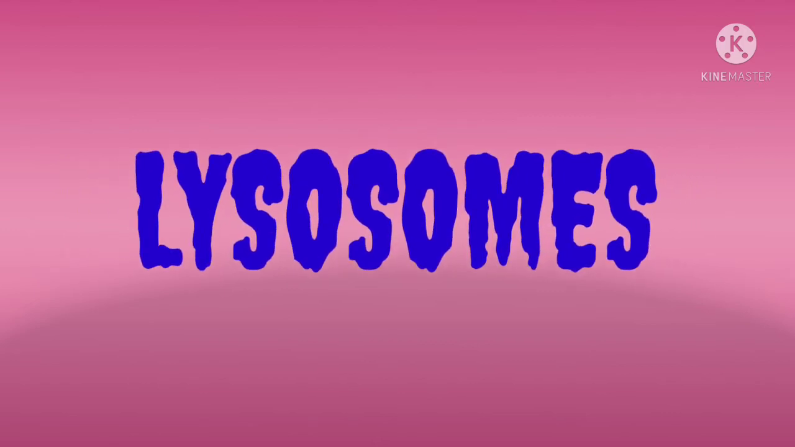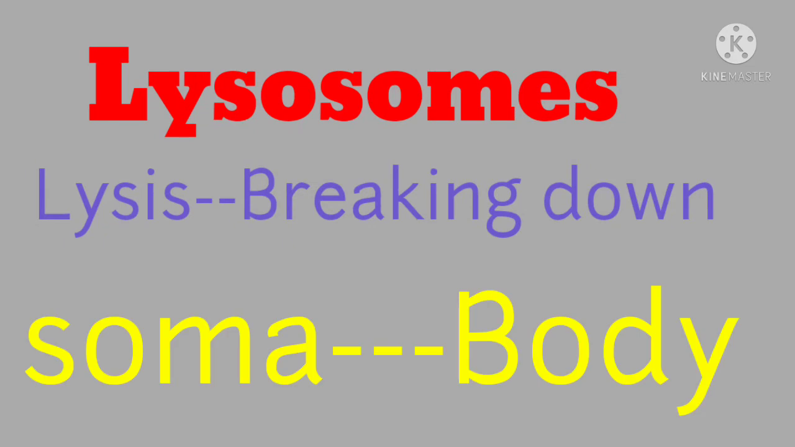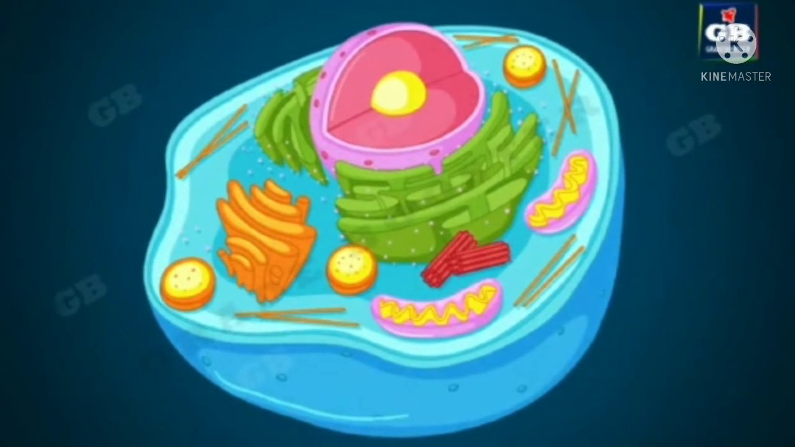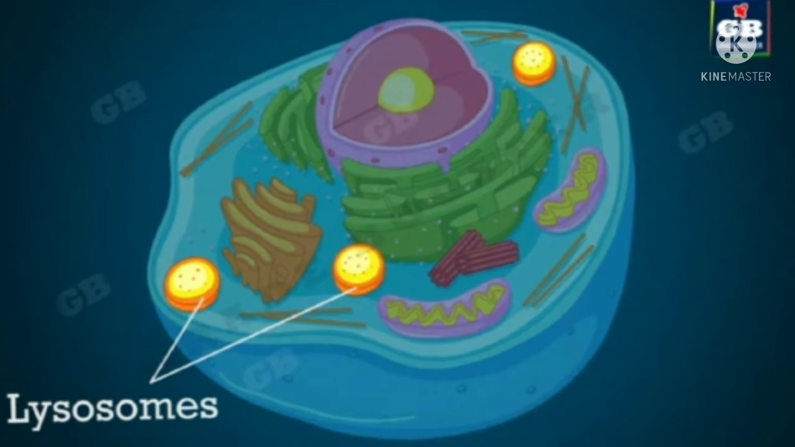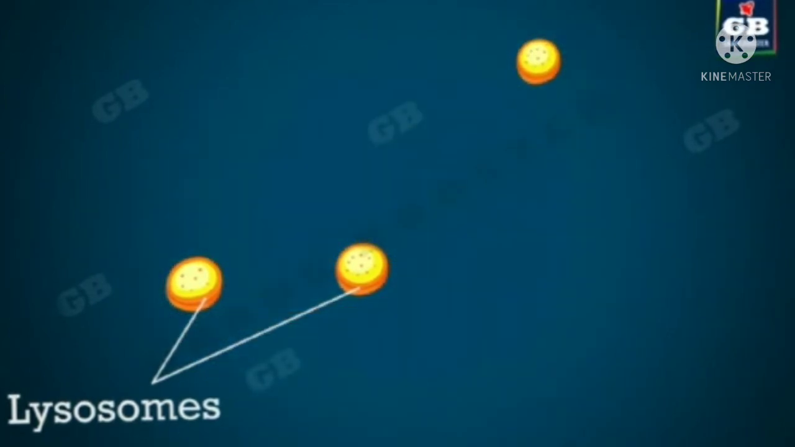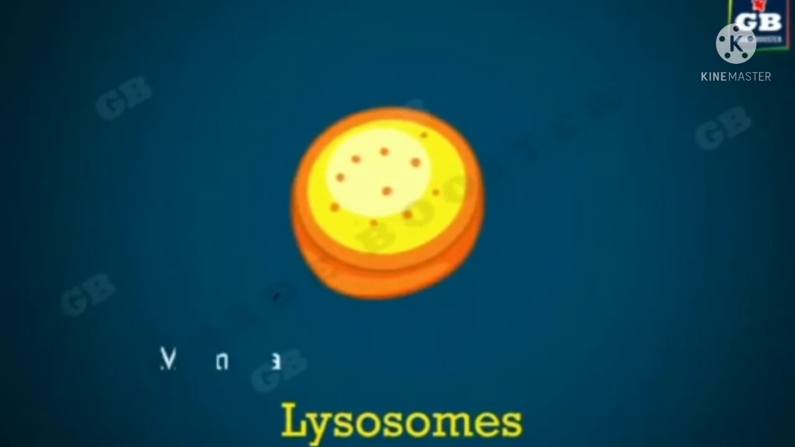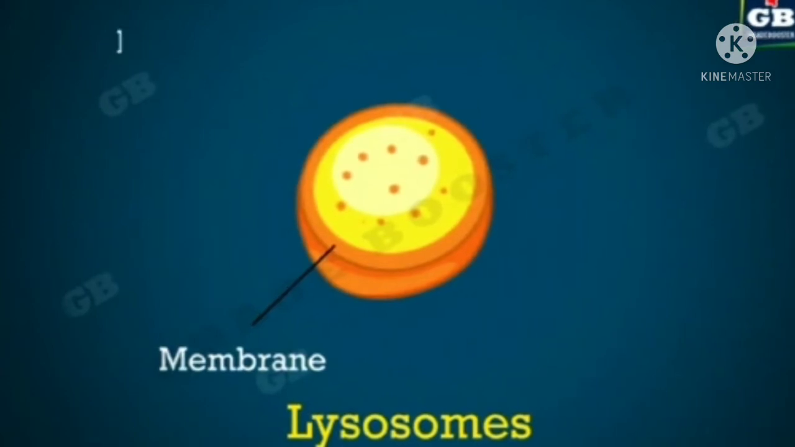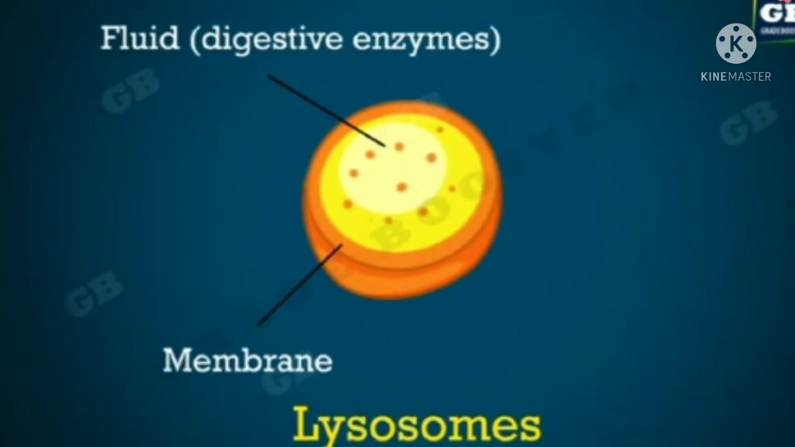So the next organelle is the lysosome. In the term lysosome, lysis means breaking down and soma means body. First, let us locate lysosomes in the cell. These are lysosomes. Let us see the structure and functions of lysosomes. Lysosomes are sac-like organelles covered by a membrane outside and filled by a fluid inside. This fluid contains digestive enzymes.